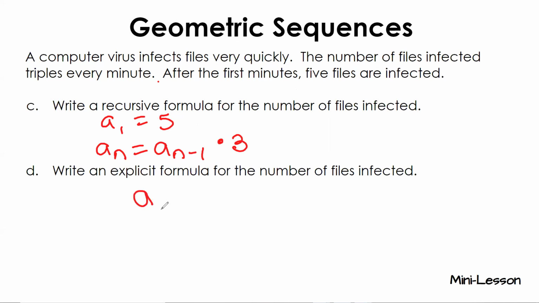On the next one, for the explicit, we're going to say a sub n equals a sub 1, which was 5, times 3 raised to the n minus 1. That's it. Nothing crazy.